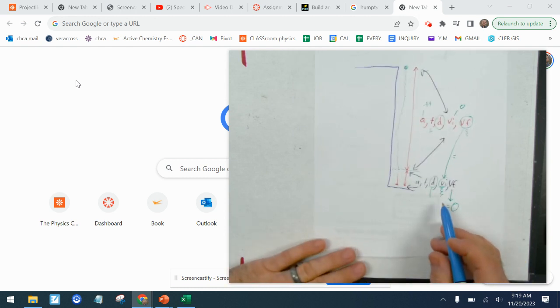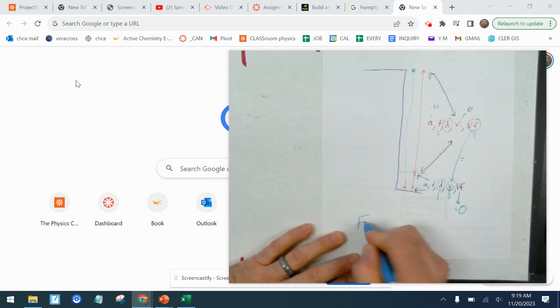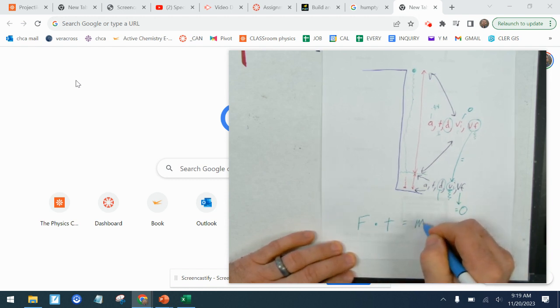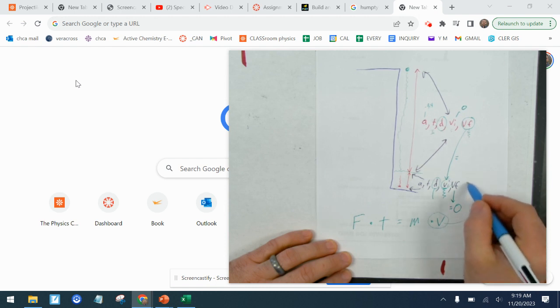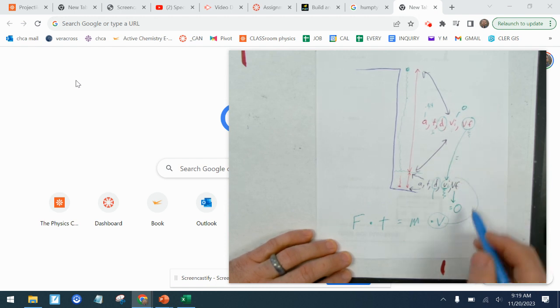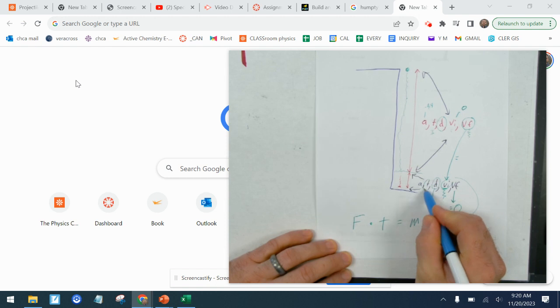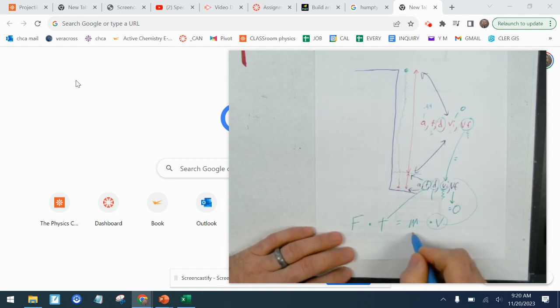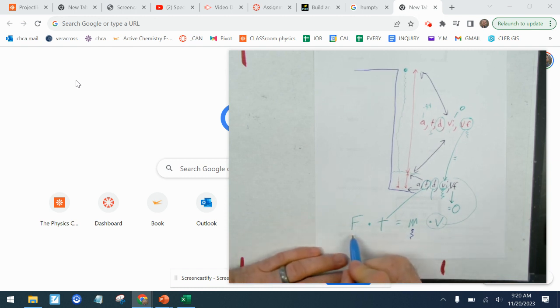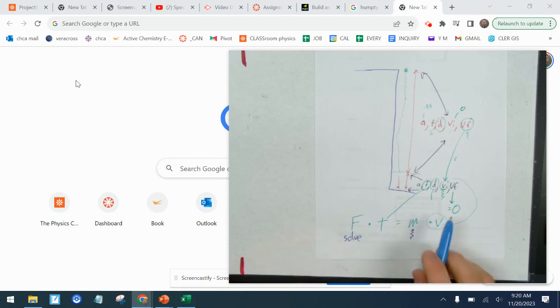You'll use these because in the equation, force times time equals mass times velocity. You'll use this velocity here, which is your velocity final and initial, and you'll use the time you get here for this time. You'll measure the mass, and you'll solve for the force.